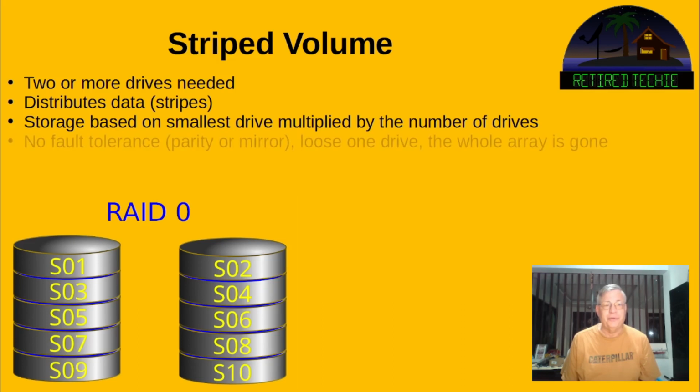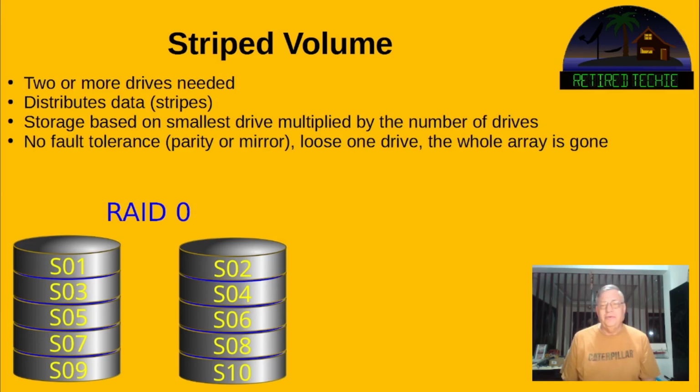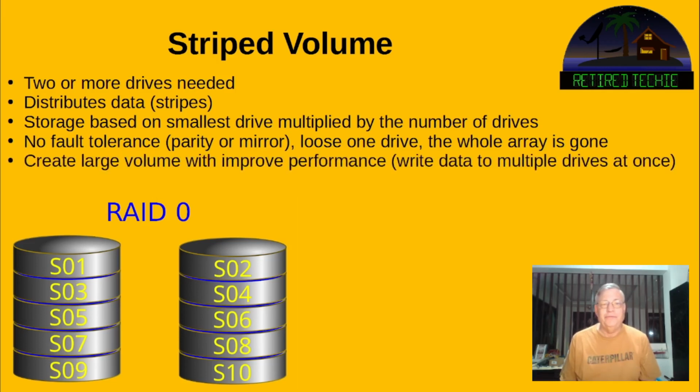There is no fault tolerance in a RAID 0. Your data is neither parity nor mirrored. You lose one drive, the whole array is gone. So you might be asking, why would people use this kind of setup? Well, the biggest thing for RAID 0 is if you need to create a very large volume with improved performance. Again, we talked about writing data to multiple drives is faster than writing it to one drive.